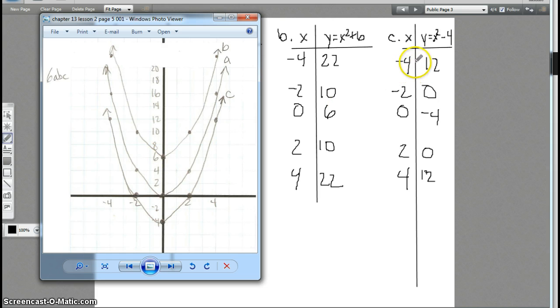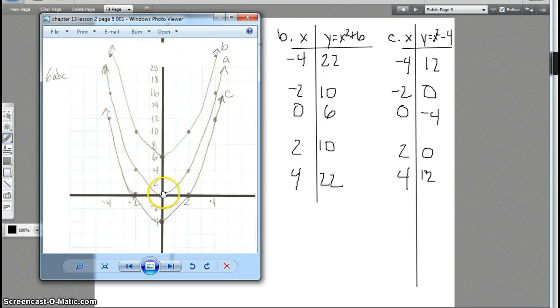And then for part C, we have y equals x squared minus 4. And that's going to be this bottom curve, which you'll notice has the same shape as our other two curves. And notice what it does. Its turning point is down here at -4, which is what we ended with over here. So if we look at our original, which was y equals x squared, our y equals x squared minus 4 is 4 units lower. Our y equals x squared plus 6 is 6 units higher.